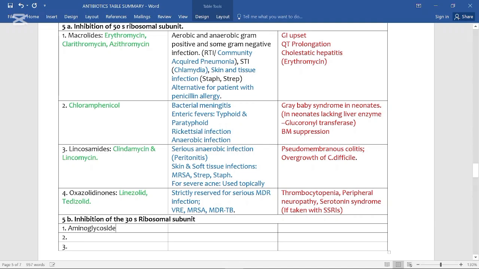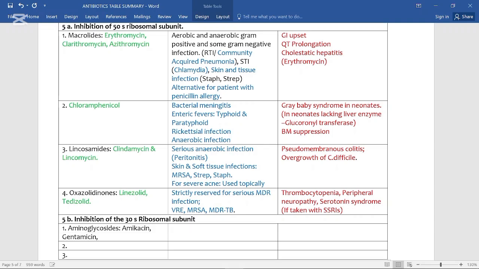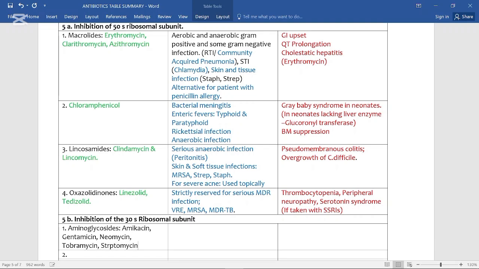So examples of drugs that fall under this category, you have got the amikacin. We have the gentamicin. We also have the neomycin. We also have the tobramycin. And also the streptomycin. So these are some of the drugs that fall under this category: the amikacin, gentamicin, which is very common, genta. You have the neomycin, also very common, the tobramycin, and the streptomycin.